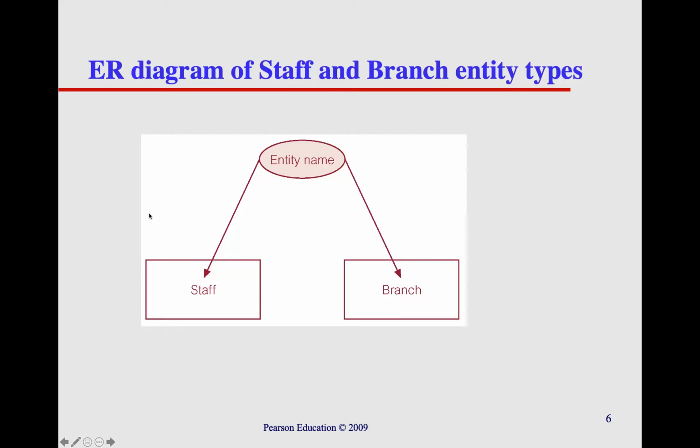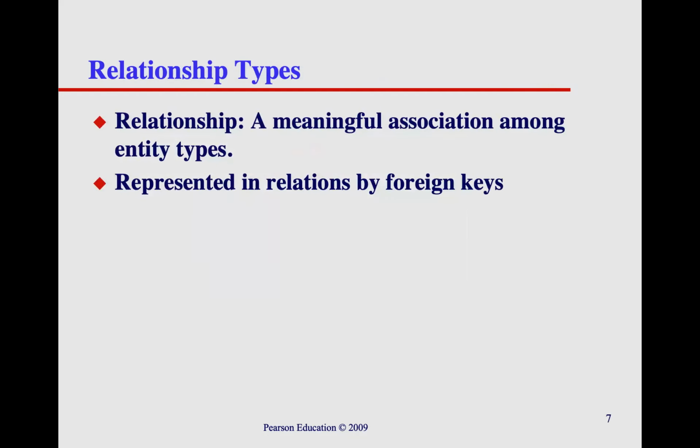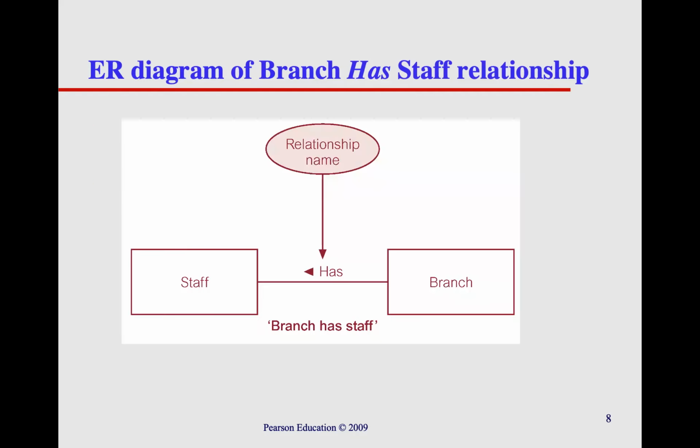And the way they're displayed in UML is as a rectangle labeled with the name of the entity. So this is how you would do it in a so-called ER diagram. I will call them ER diagrams. You might hear them called UML diagrams. It's the same thing. So then a relationship is a meaningful association among two or more entity types, and they're represented in relations by foreign keys. In an ER diagram, they are shown as a line between two entities, a directed line, and the relationship name. So in this case, we say branch has staff.